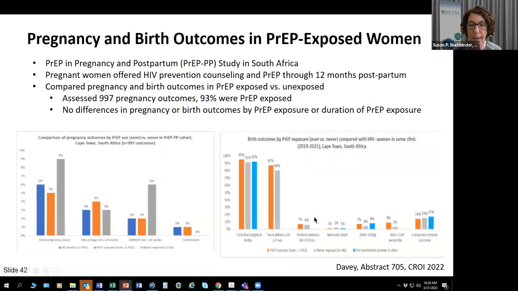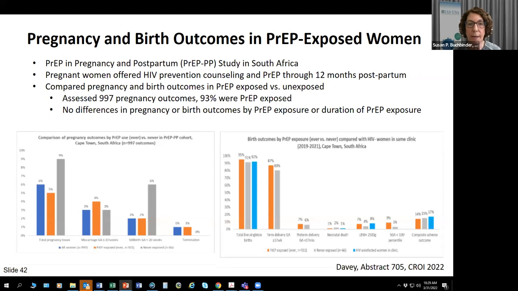And I'm going to come back to why it's so important that we deal with PrEP in pregnant women on the next slide, but let's first start with pregnancy and birth outcomes in TDF-FTC exposed women. And this was a study called the PrEP in Pregnancy and Postpartum Study in South Africa, where pregnant women were offered HIV prevention counseling and PrEP through 12 months postpartum.